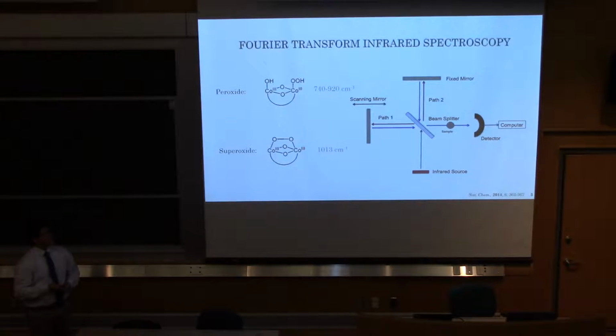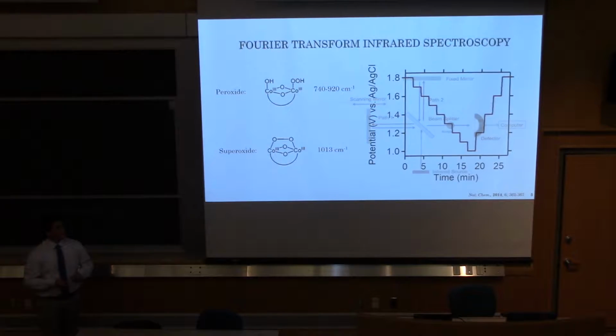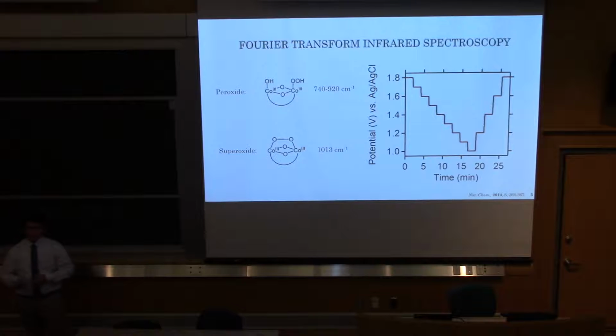The literature tells us that these 2 values are about where we should expect to see our intermediates. Since we mentioned before that this is probably a potential-dependent switch, we decided to collect FTIR data at various potentials. We start around this 1.8, we hold that potential, and then we lower down and then cycle back up. Each of these lines will correspond to a line on the FTIR in the next few slides.